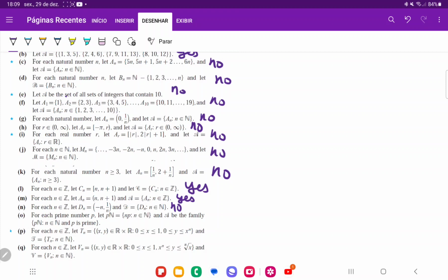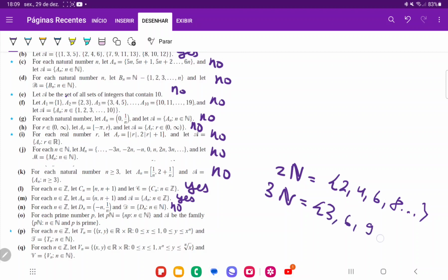So for each prime number, we're saying NP. If I have the first prime number, which is 2, then 2n would be, we're multiplying all the natural numbers by 2, so that would be 2, 4, 6, 8, and so on. And then 3n, because 3 is also prime, we're multiplying it, so it goes 3, 6, 9, and we can already see that it's not pairwise disjoint because they do have stuff in common. So that is also going to be a no.